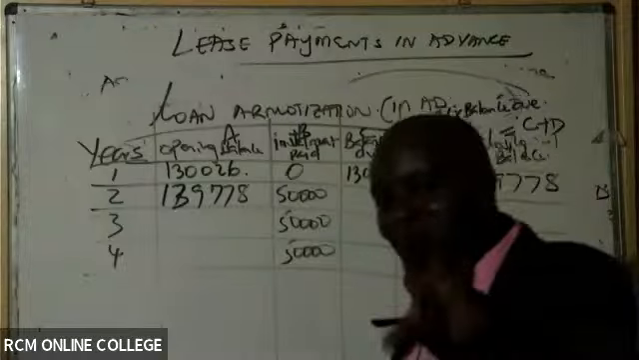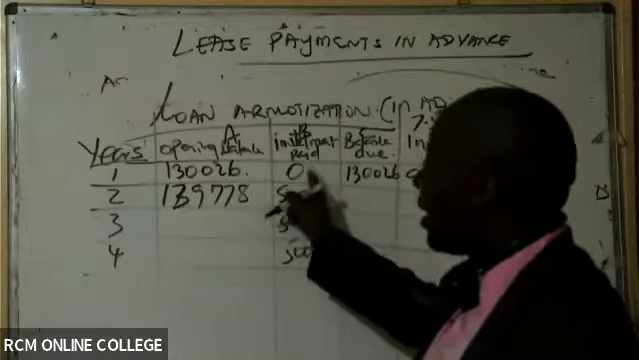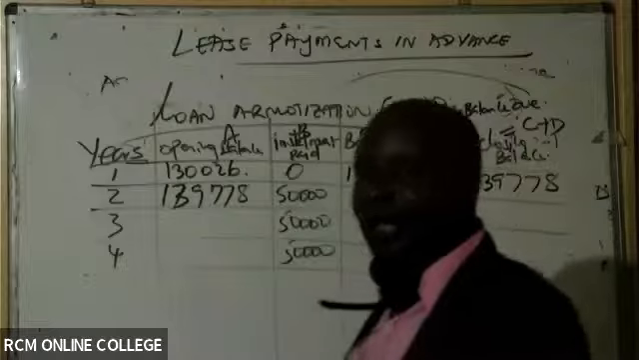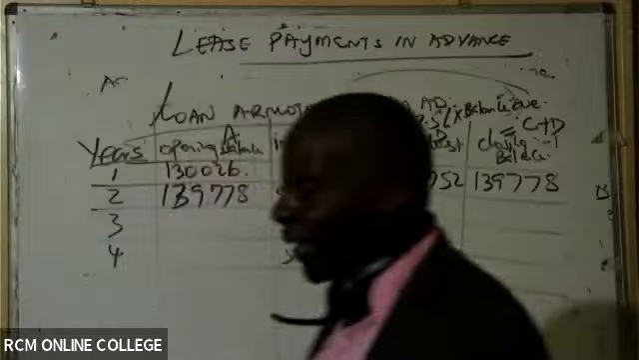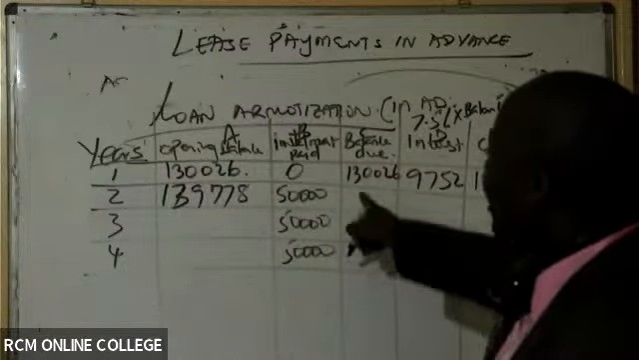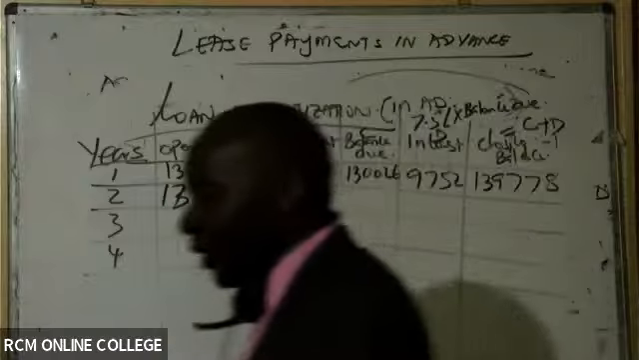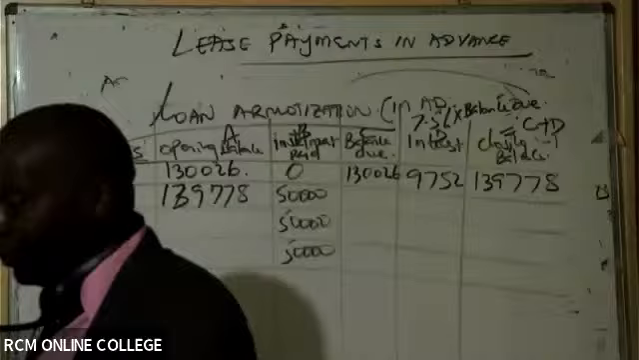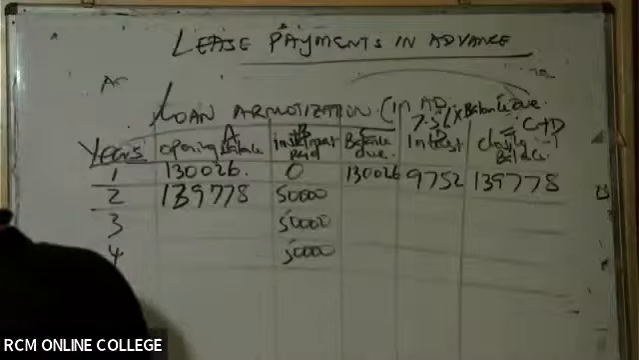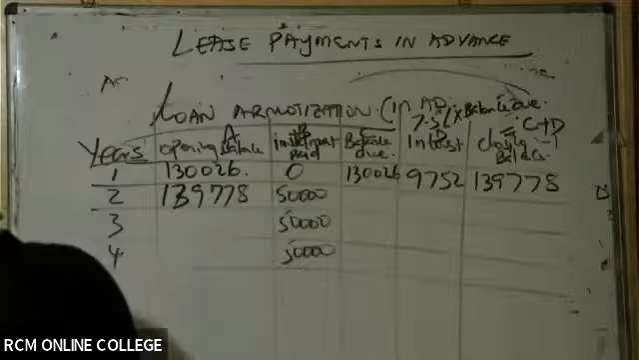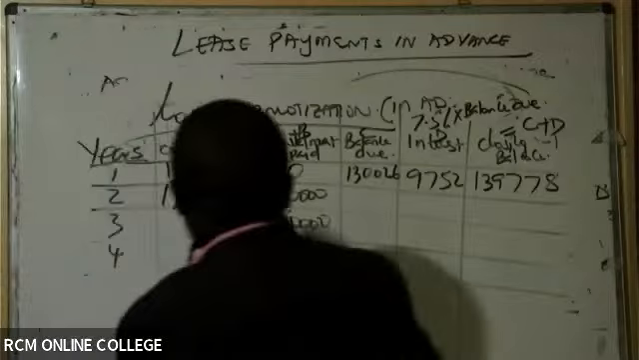So please don't let me down in this exam. If it's payments in advance, never forget the first one is 0. If you forget that one, it is an international disaster. So then please go ahead and give me the balance due here. 139,778 minus 50,000. What do we have there? Now you can move with speed. So 89,778.